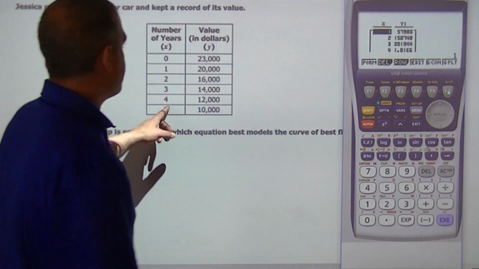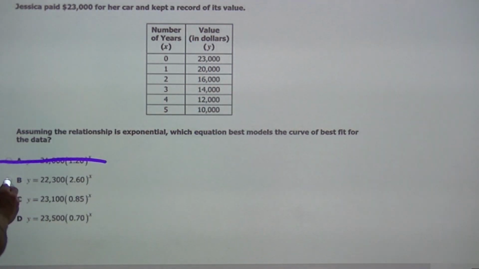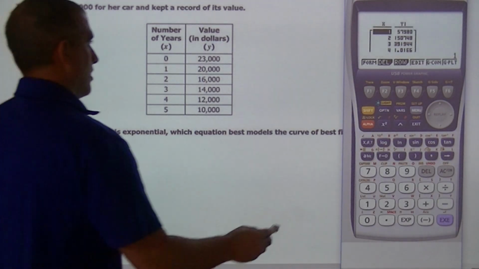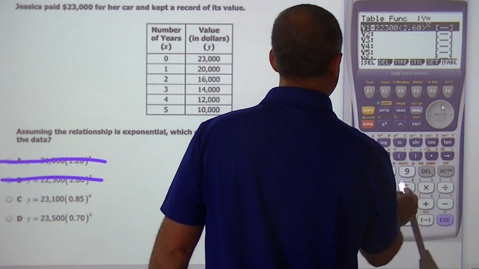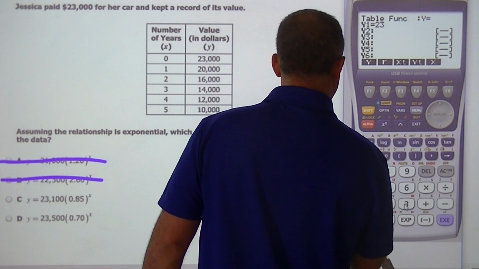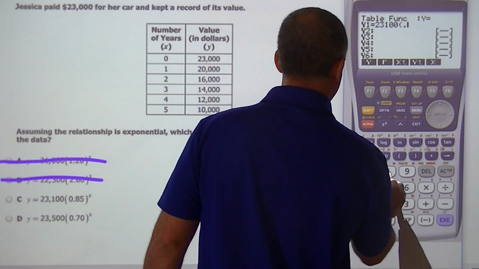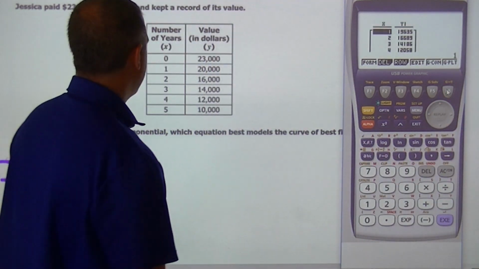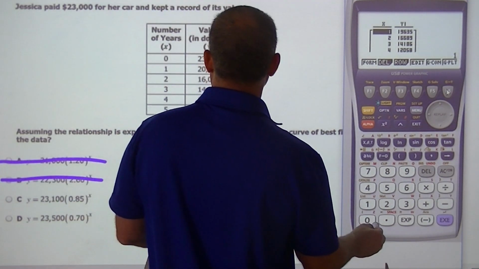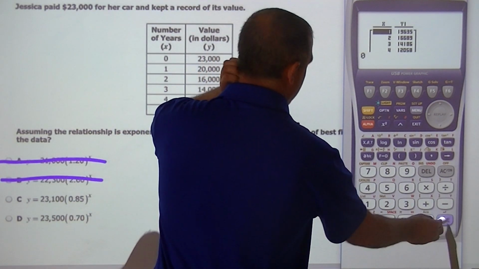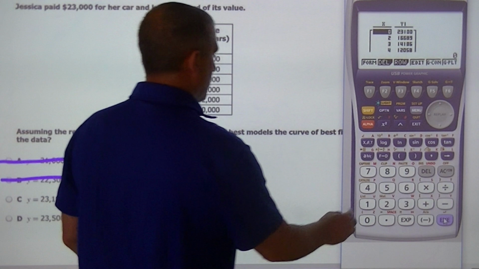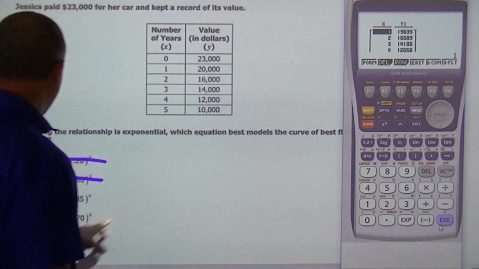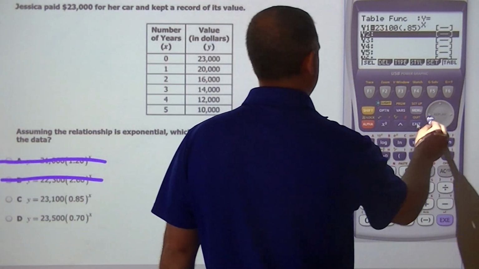Okay, and that's not even close, so that's out as well. Okay. All right, and let's go to the next one. 23,100, 0.85, the x power. Okay, that's not bad actually. Okay, 0. Okay, that's pretty close. All right, so 1 was that, 2 was that. They're about 100 or so off. Let's check this last one to see how close it is.